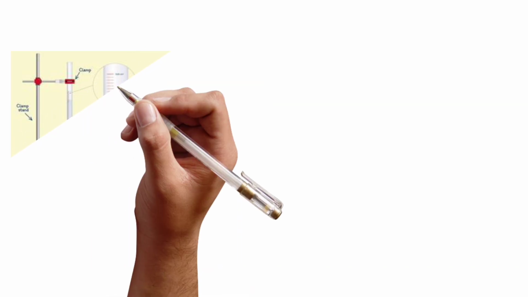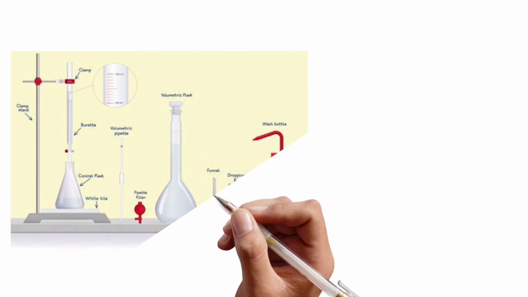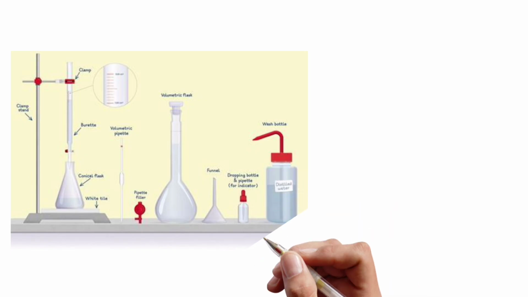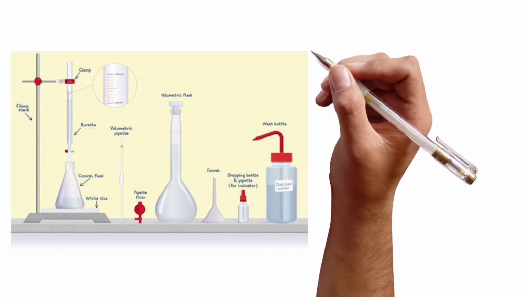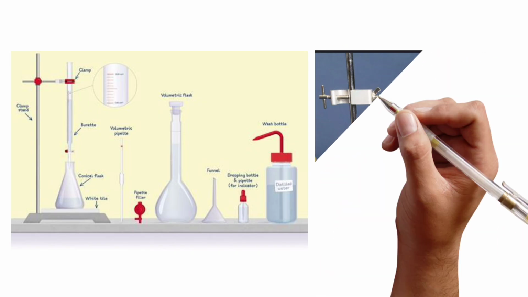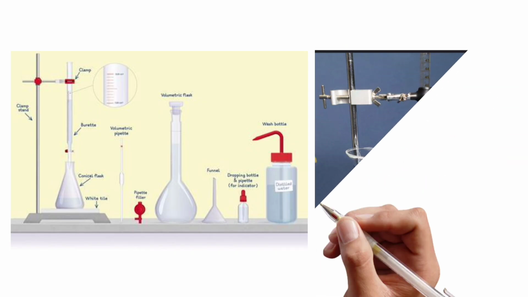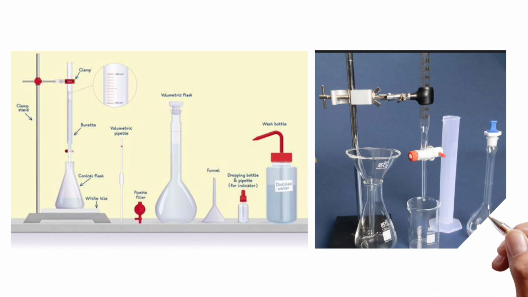So let's take a look at some of the images of the equipment we'll be needing. As I draw, follow up. There are some that you already know from our last class during the preparation of standard solution. We have a clamp and a stand, conical flask, funnel, burette, pipette, as you can see, and our prepared standard solution in the volumetric flask.